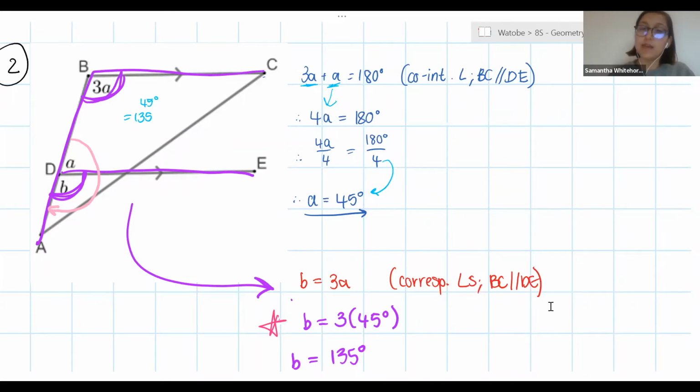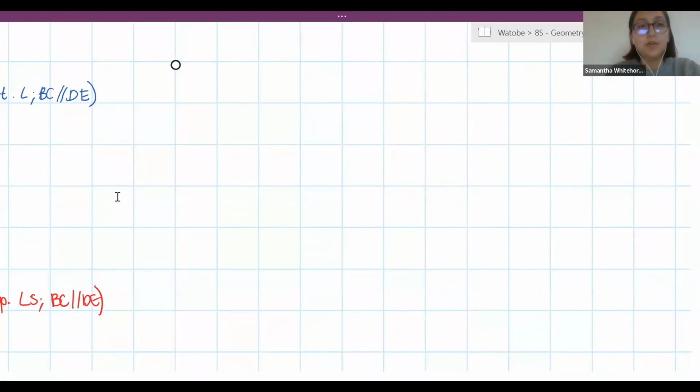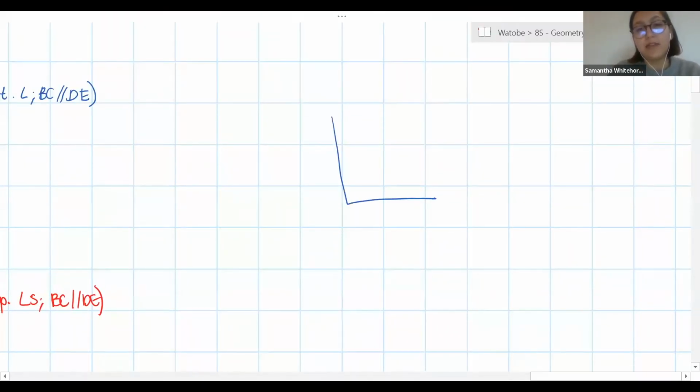Okay, so just remember, adjacent angles doesn't mean that they necessarily add up to 180. All adjacent means is that they're next to each other. So for example, I could have something like this. Those two angles are still adjacent to each other, but they don't add up to 180.